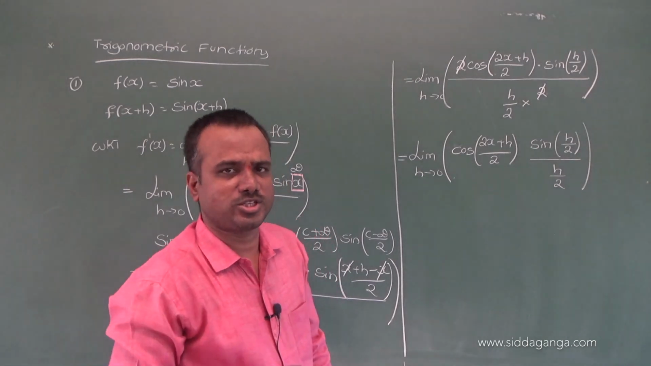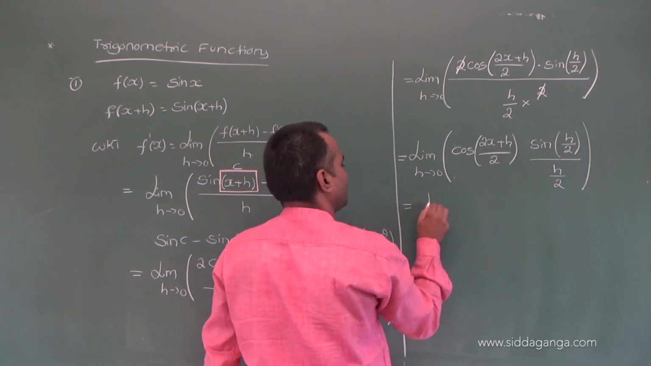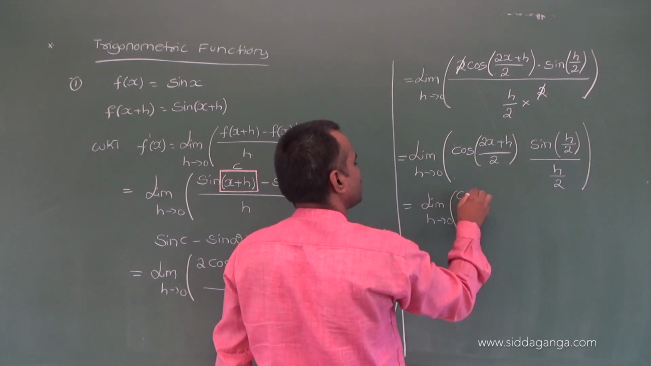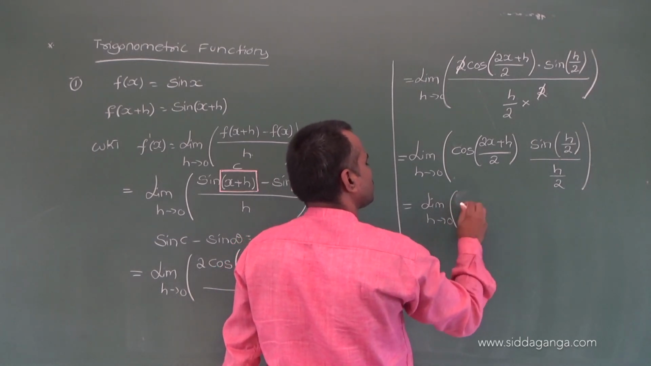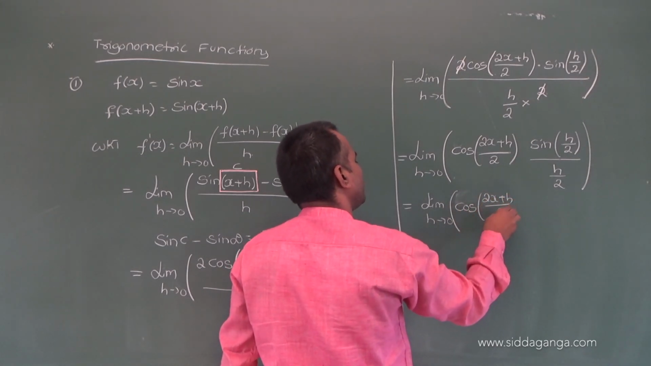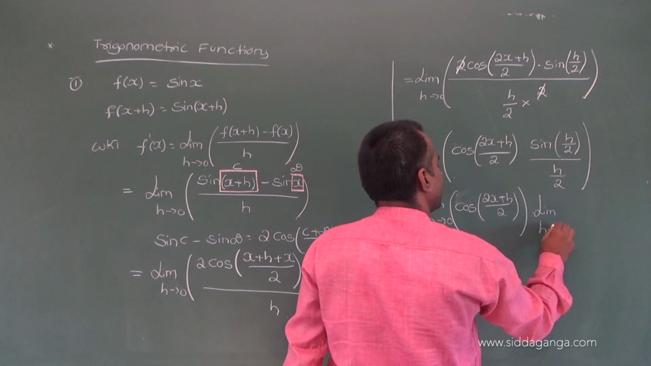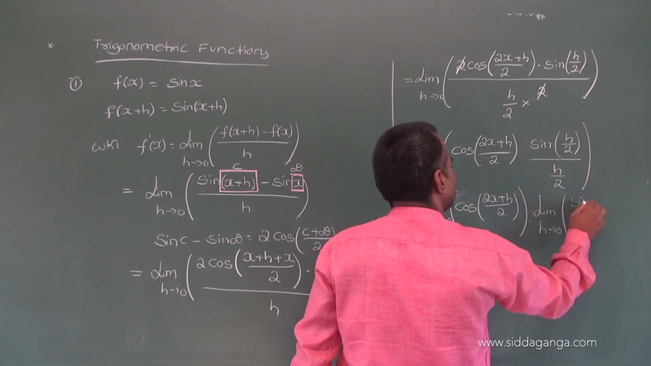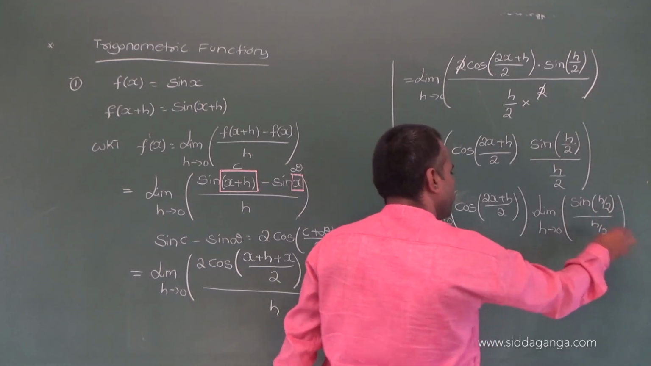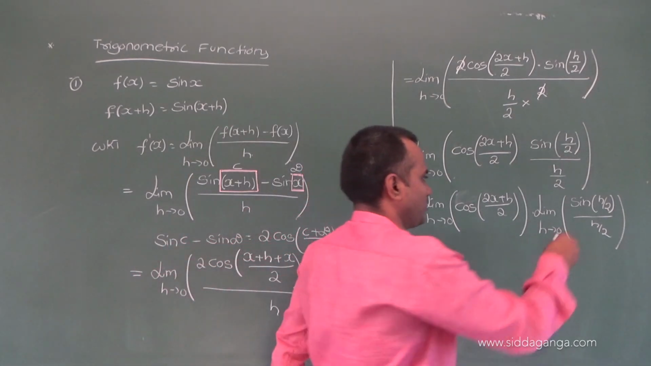Or say h by 2. Why I write here? This is one function, this is another function. I split it. Limit h tends to 0, cos 2x plus h by 2 into limit h tends to 0, sin h by 2 divided by h by 2. This is what? 1. Why is it 1?